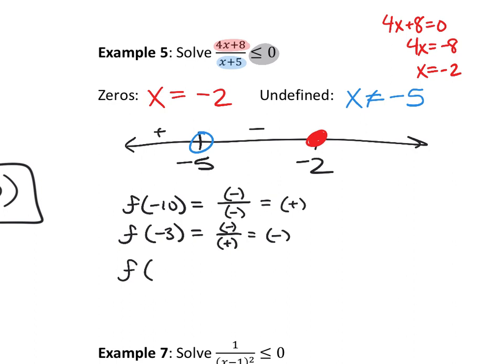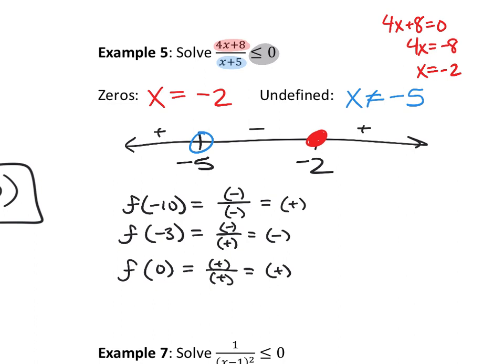What about that last section? What number can we plug in? 0. You could also use 10. 10 is bigger than negative 2, but 0 is easy to plug in. 0 plus 8 is a positive number. 0 plus 5 is a positive number. So that section, again, is positive.